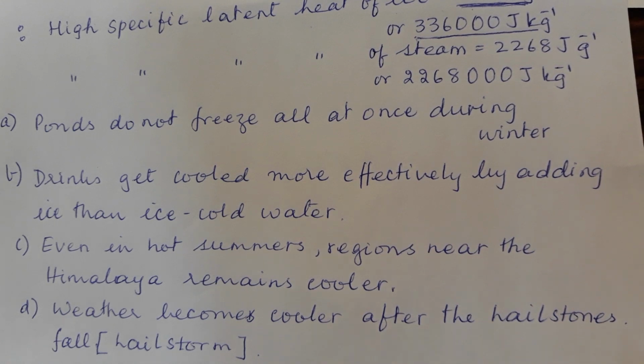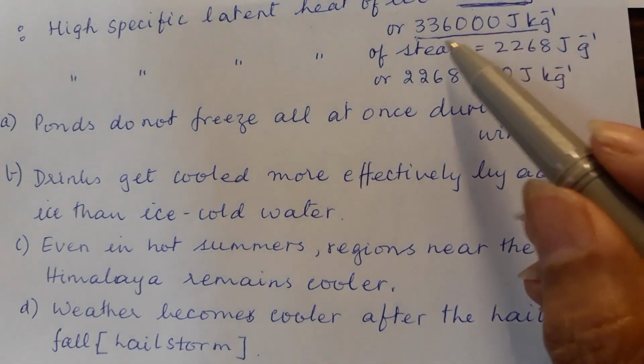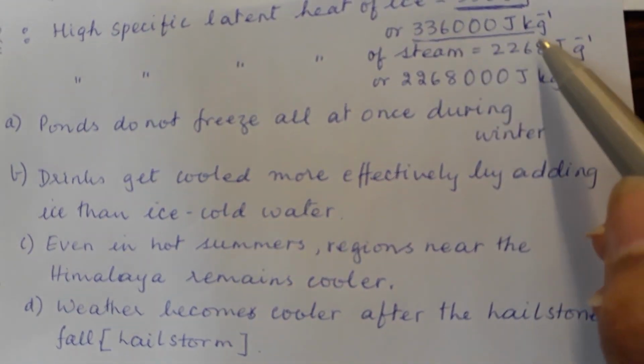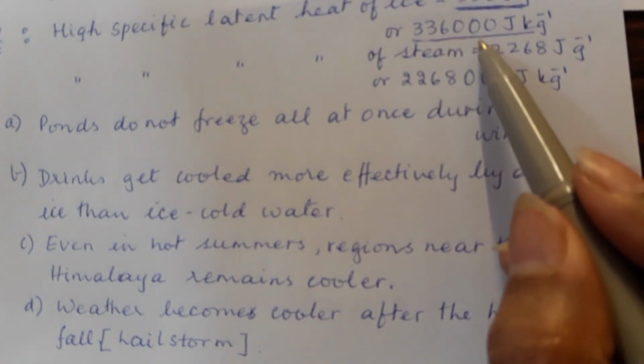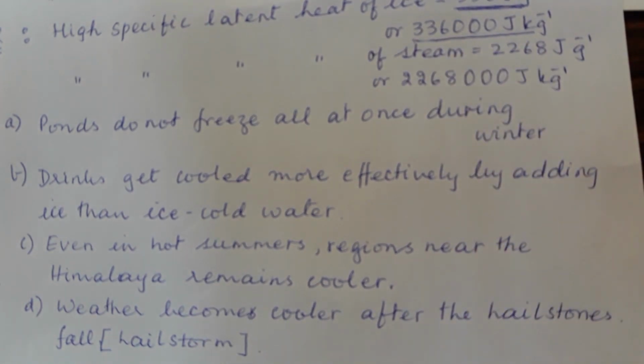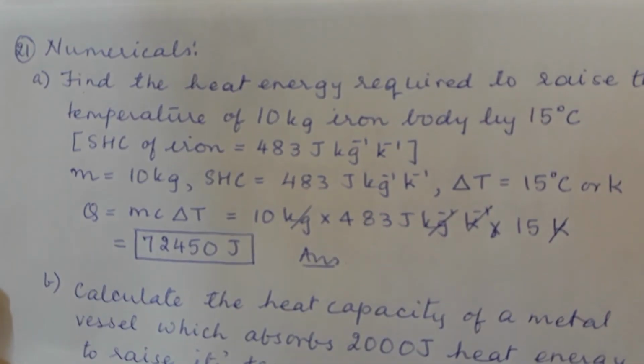We say that ice has a very high specific latent heat of fusion, that is 336,000 joule per kg. Therefore each kg of ice in the hailstones will absorb 336,000 joules of heat energy from the surroundings to become 1 kg of water at 0 degrees C. And so the heat absorbed from the surroundings will make the temperature of the surroundings fall. Now we come to the numericals.